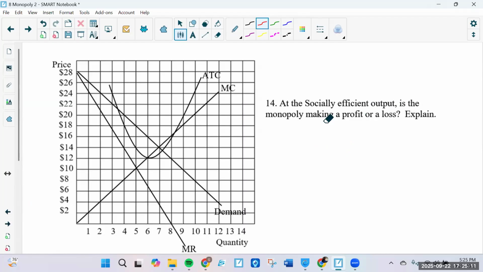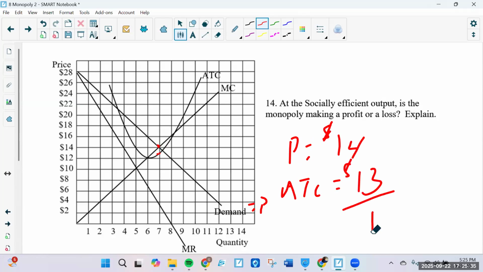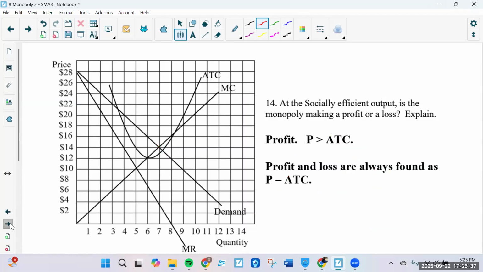At the socially efficient output level, is the monopoly earning a profit or a loss? Well, let's take a look at it. At that point, remember the demand curve is price. Price is $14. And average total cost at that quantity looks like about, let's say, 13. So they're actually making a $1 per unit profit. And at that quantity of 7, they're producing 7 units. They're actually making $7 in profit.